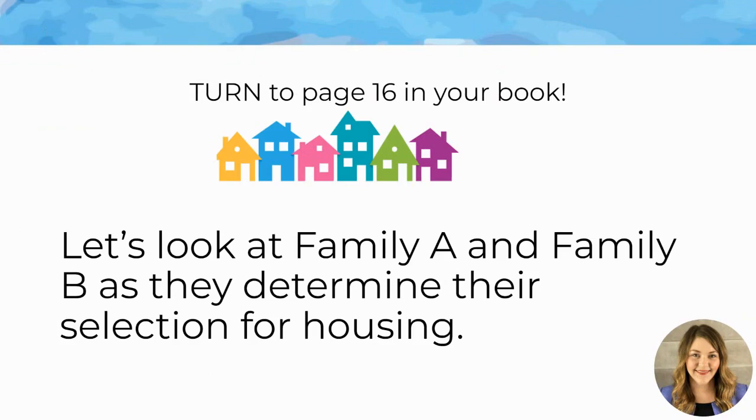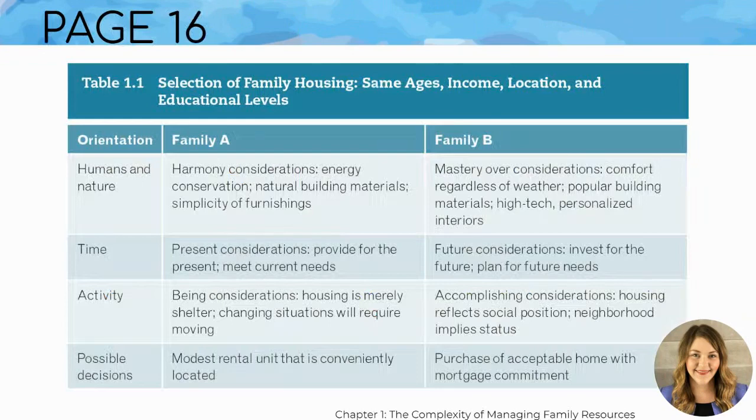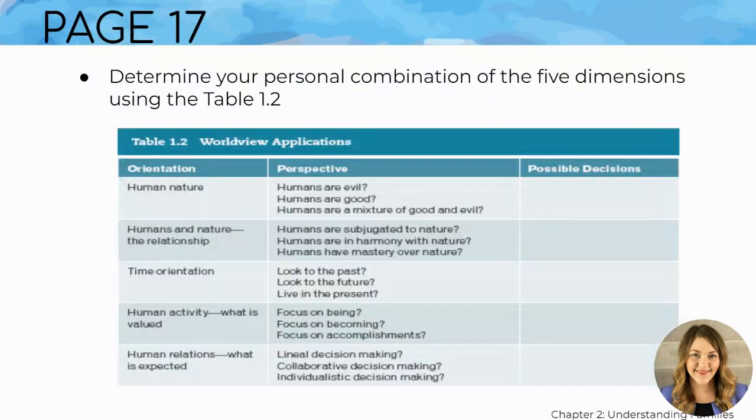So take a look on page 16 after you've reviewed those others that I just mentioned, and look at family A and look at family B as they determine their selection for housing. I've got it on the slide here if you don't have your book yet. This way you'll be able to go through and review that. But looking at family A on the left-hand column and family B with those orientations. So humans and nature, time, activity, and then possible decisions that will help them meet their needs as a family.